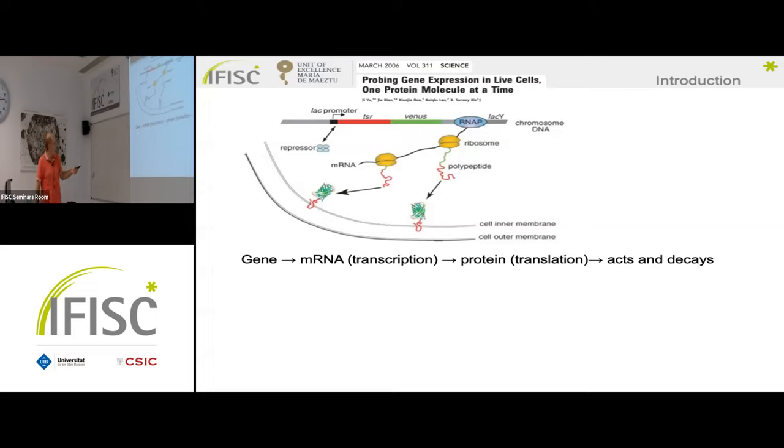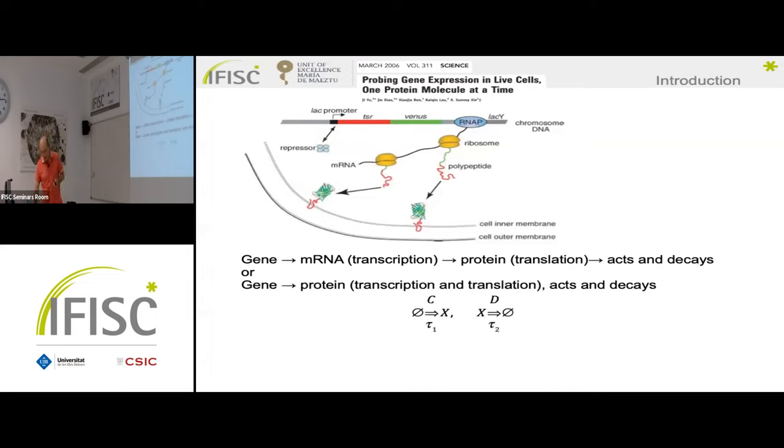You have this process. All these processes are not instantaneous. They are initiated randomly, but on top of that, they are not instantaneous. Going from the RNA to the protein takes some time. And then you can simplify this: from the gene, you get the protein, which acts and decays. So let me simplify that: out of nothing, you get the protein and the protein decays. And here you have some creation and degradation rates, which are complex, there will be many feedbacks, and there will be delays. So once the process has been initiated, it takes some time to complete.